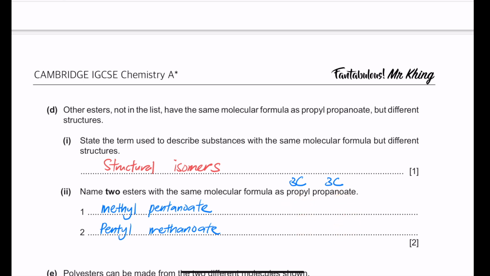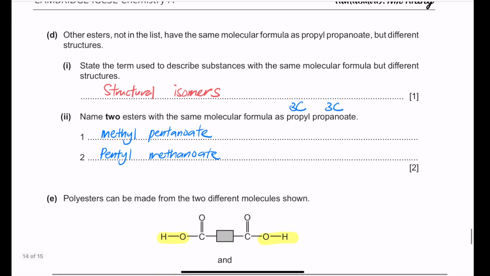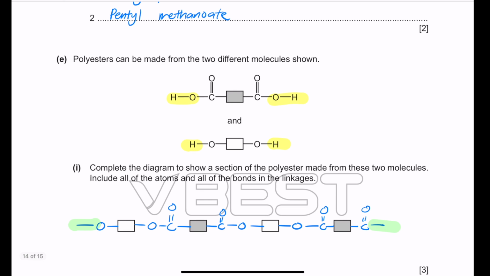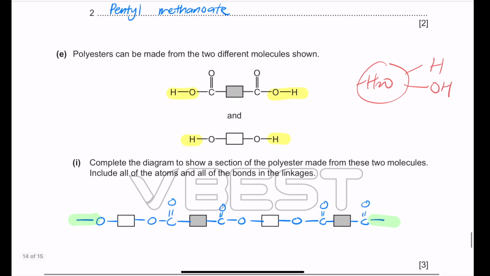And then you're asked to draw the polymer. Remember, condensation: take away H2O. Always remove the OH from the COOH part and remove the H from the OH part, and then you join them together. One more thing: when you draw polymers, please make sure that both ends always end with an extended bond. It is to show that it is still joining with other monomers. It is a must. This is how you draw polymers.